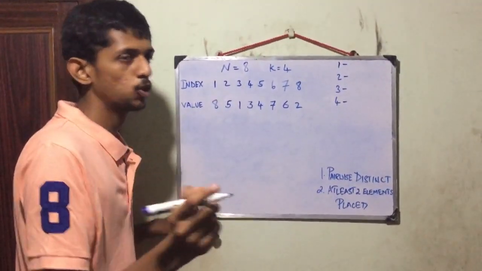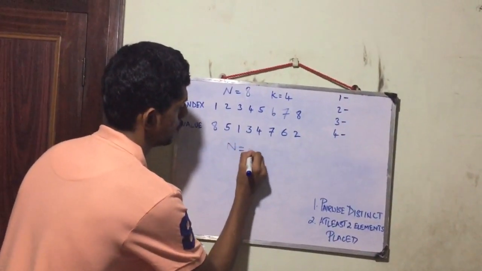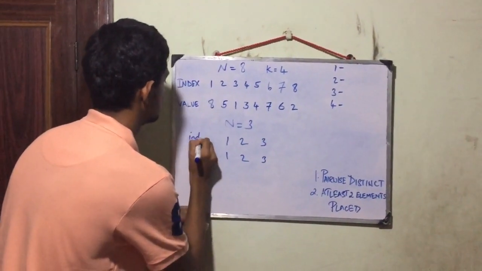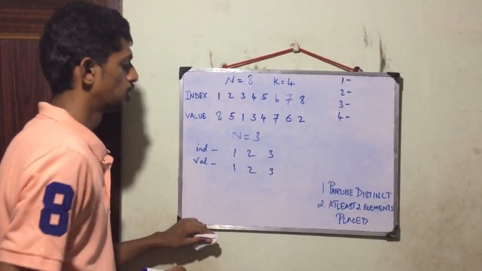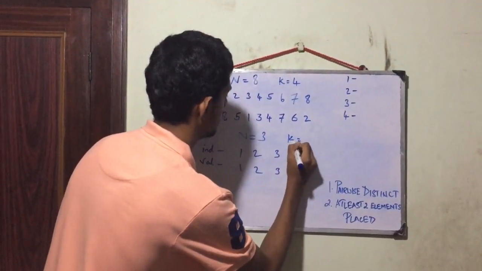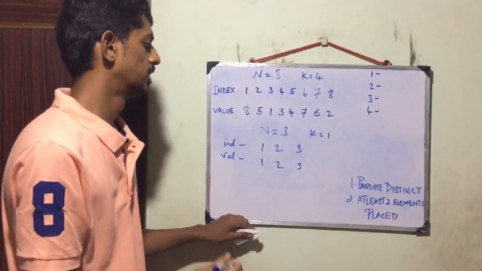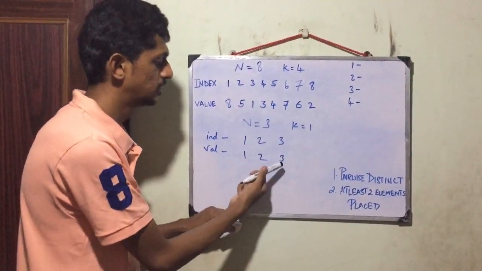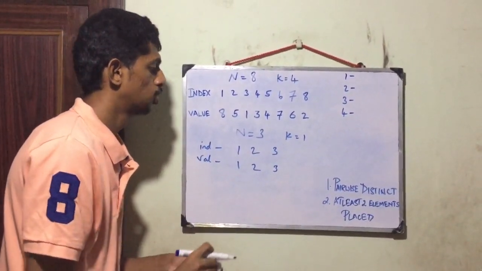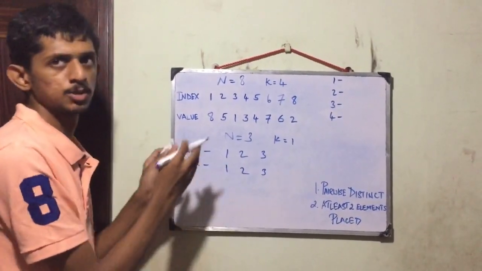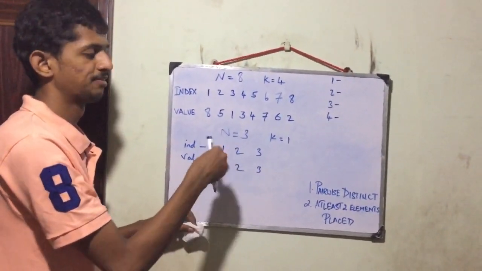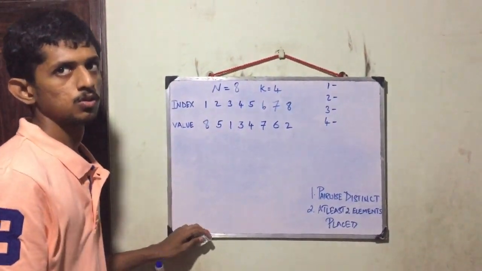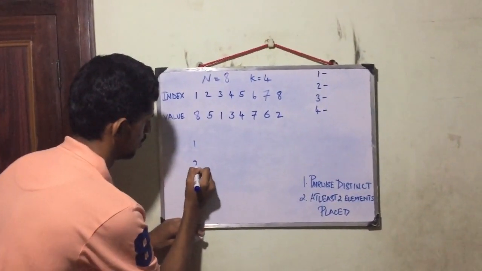For example, if I take n is equal to 3, with values 3, 1, 2 at index values 1, 2, 3, then k will be equal to 1. So after one operation, 1 should be placed in the first index, 2 in the second index, and 3 in the third index. Similarly, all the values should be placed in the corresponding index, and this is how it should look after k number of operations. Also, here k is equal to 4, so we have 4 operations.